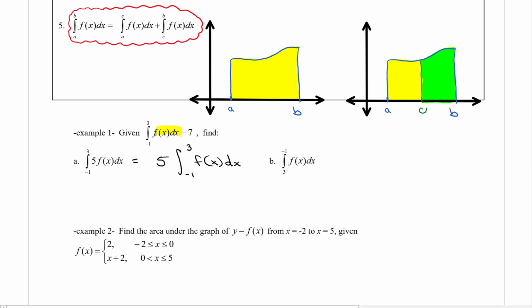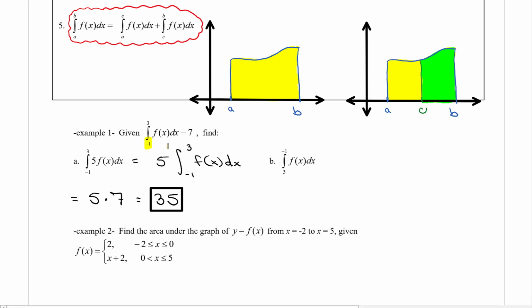I'm going to highlight the integral from -1 to 3 of f of x dx, the whole thing, in yellow, and I'm going to highlight the part in the given that says it's equal to 7 in green. I can replace that whole yellow part, that integral, with a 7. So that's going to be equal to 5 times 7, which is equal to 35, and we're going to box that in. And that's it. All right, I'm going to erase all my highlighting that we did for part A.